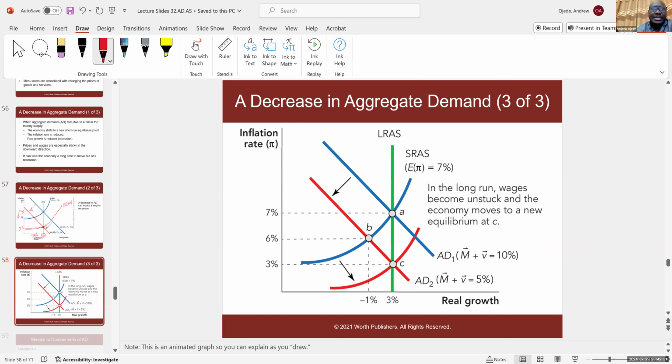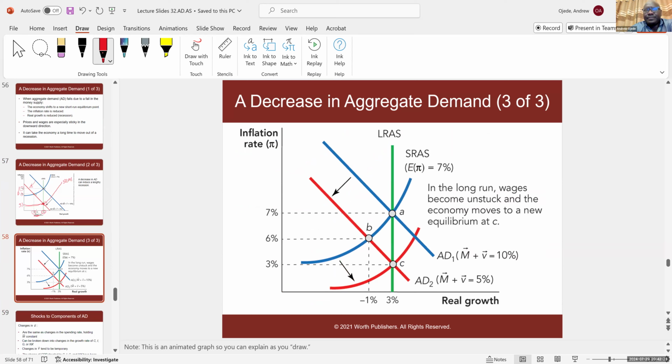So this is exactly what you're seeing here. The economy kind of meanders around. We started at point A, and once the economy was hit by that shock, we moved to point B. So when I ask you to document the short-run effect, the short-run effect is that inflation is going to fall from 7 to 6% when the demand curve shifts to the left.